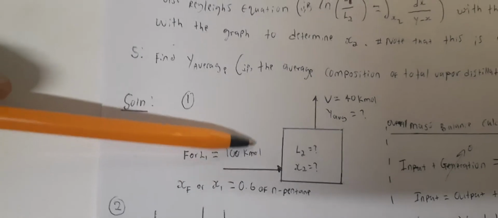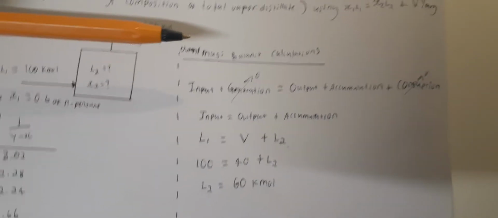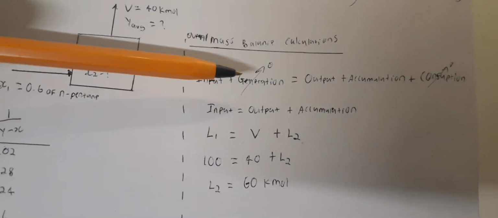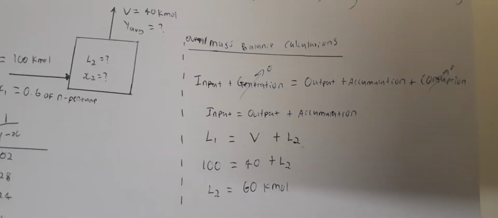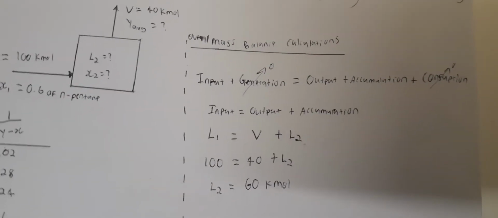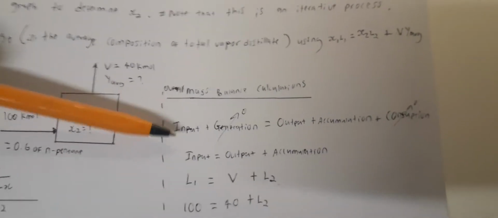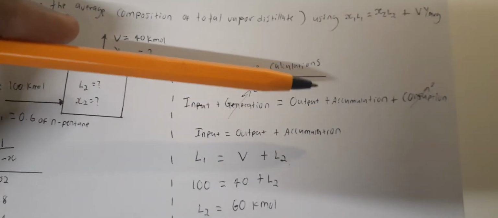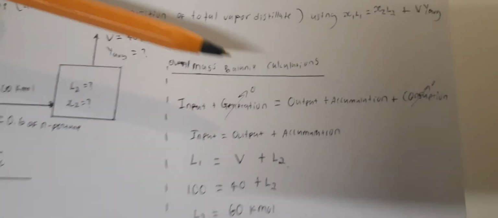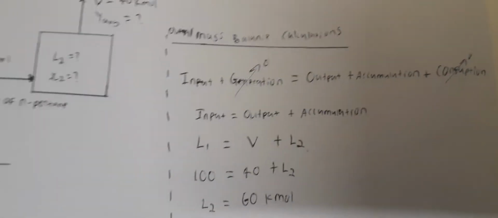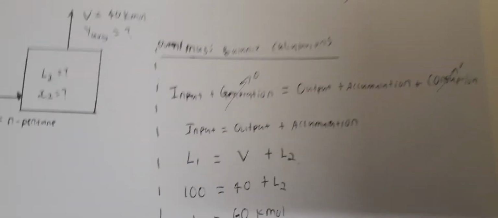So after drawing the structure, we perform the mass balance calculations. I wrote the general mass balance equation just to add extra understanding on the problem. So we have input plus generation equals output plus accumulation plus consumption. The generation term, as you know from fundamentals, is for reaction processes. So this is where you'll put your product. In this case, there's no reaction, so it's 0.